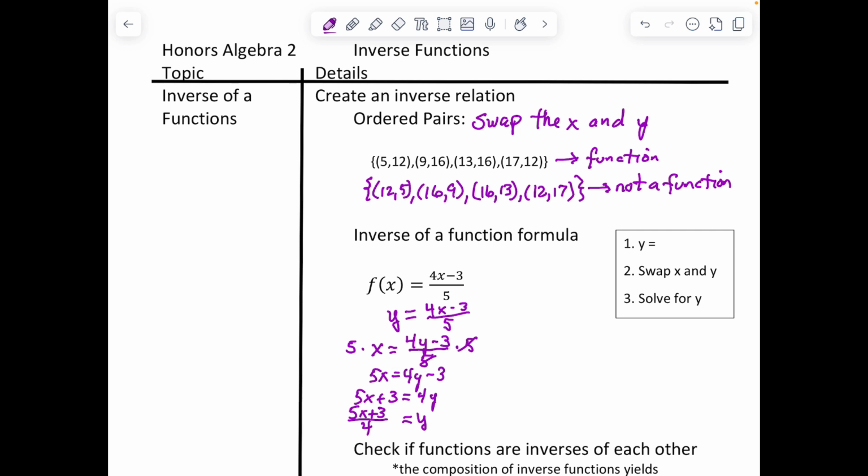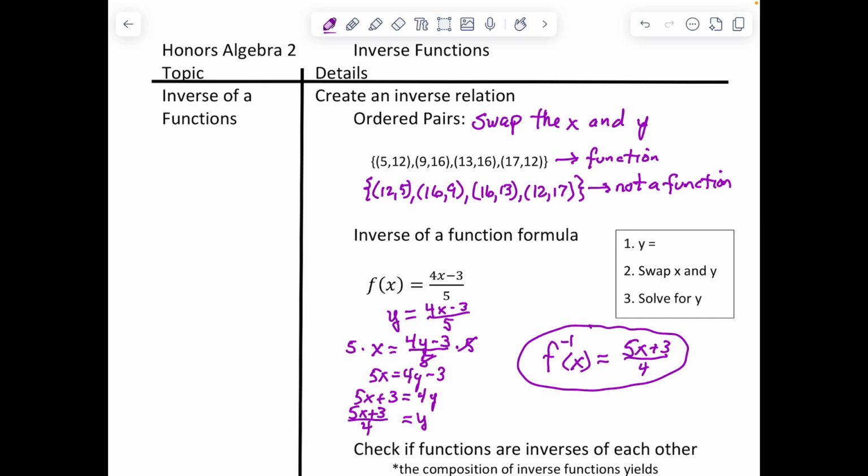Now the notation we use for inverse is that same letter that we use for the function. Like if it's f of x, we use f of x, but with a -1 above. That -1 signifies that this is the inverse function. So when we use notation for doing an inverse, use that -1 above the function notation to show that it's the inverse function.